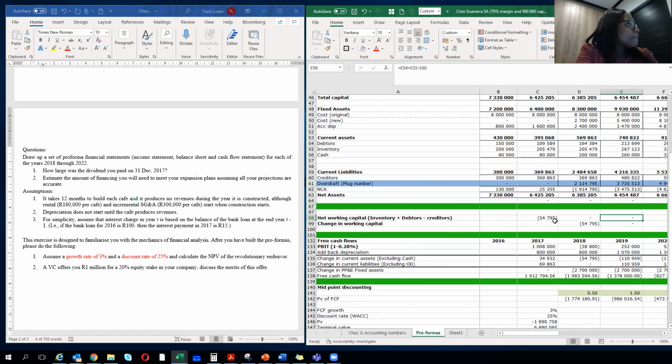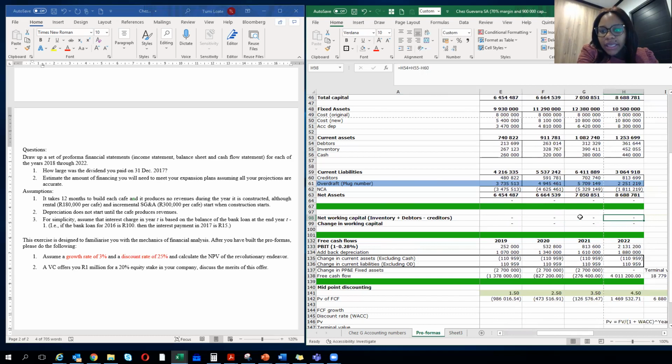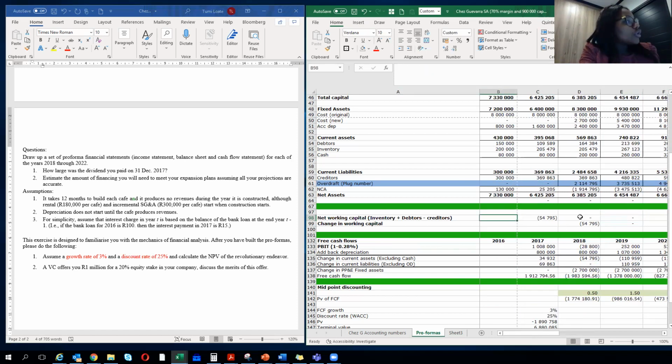You'll notice that your net working capital is 54795 in 2017, but in 2018 going forwards, if you were to add up your debtors and your inventory and less your creditors balance, you get to a net working capital of 0. Okay, so you'll remember the amount that you need to then include in your free cash flow is the change in that working capital.